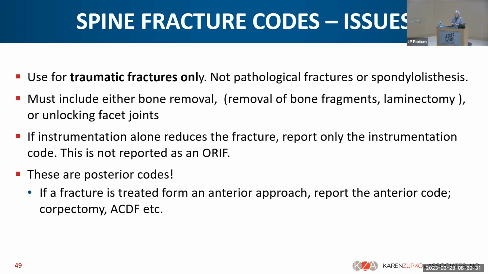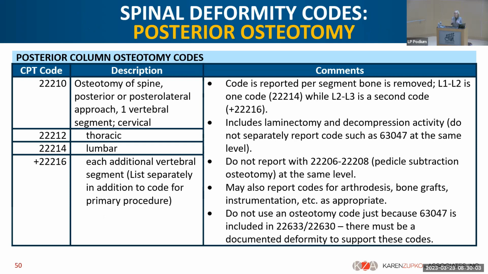If you don't need any bony work, and you can reduce that fracture with screws and rods, you're only going to bill for the screws and the rods, okay? That's a very important point. And these are only posterior codes. If you treat a fracture from an anterior approach, it's going to be either a corpectomy or an ACDF, okay? It's not going to be one of these codes unless it's an odontoid fracture. That's the only anterior approach fracture we have. Do you have a question about that? You look curious, okay. All right, so osteotomies is a big deal.